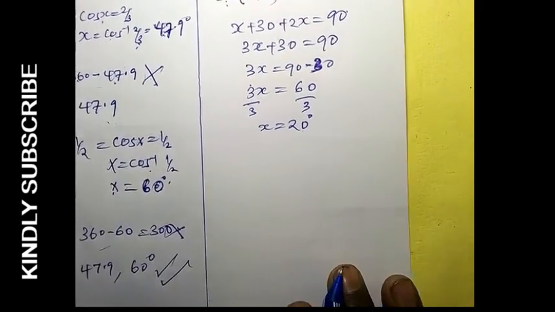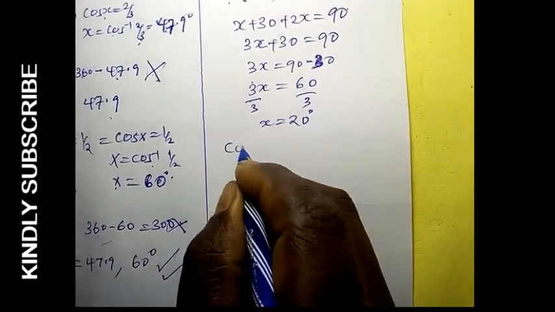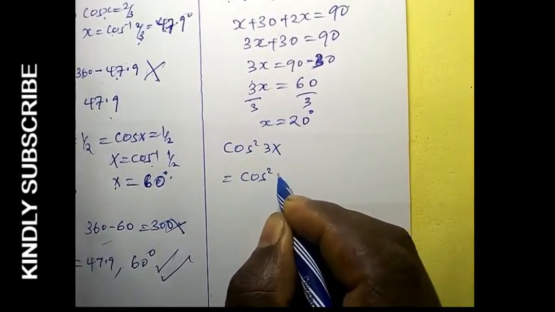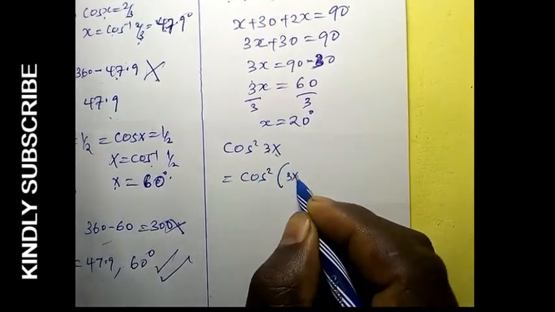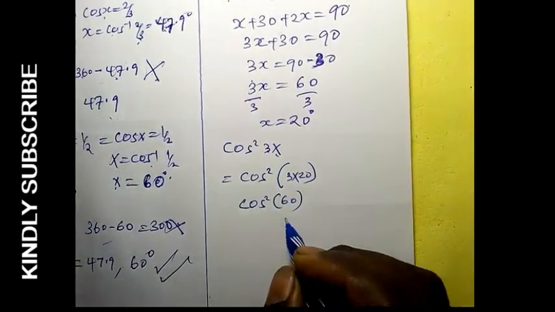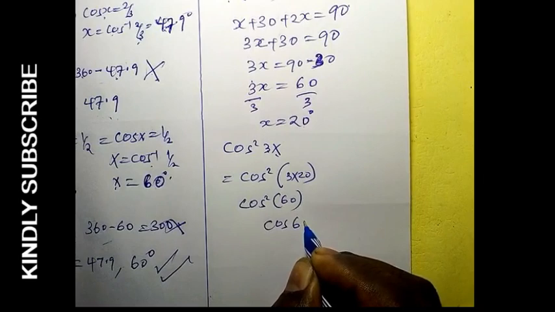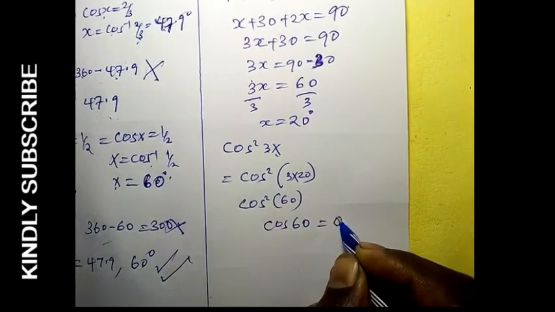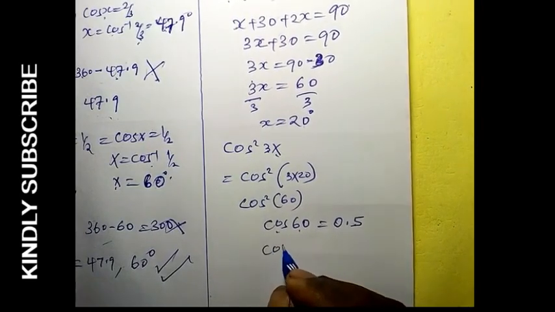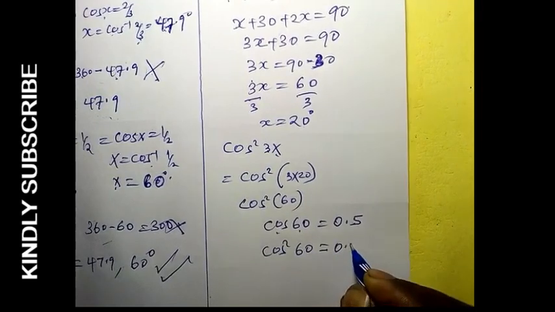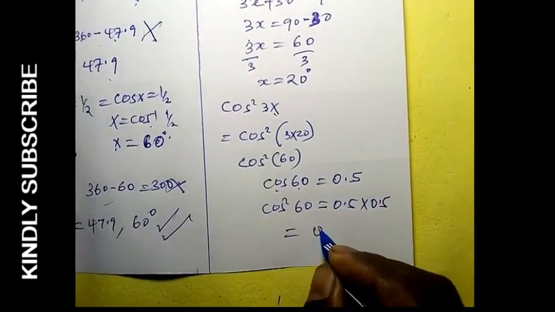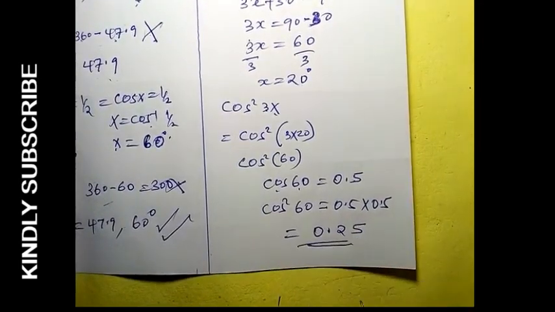So hence find the value of cos squared 3x. This simply means cos squared of 3 times x, which is 20. So we will have cos squared of 60. But what is cos 60? Cos 60 equals 0.5. So if cos 60 is equal to 0.5, cos squared 60 would be equal to 0.5 times 0.5. Therefore, the answer is 0.25.